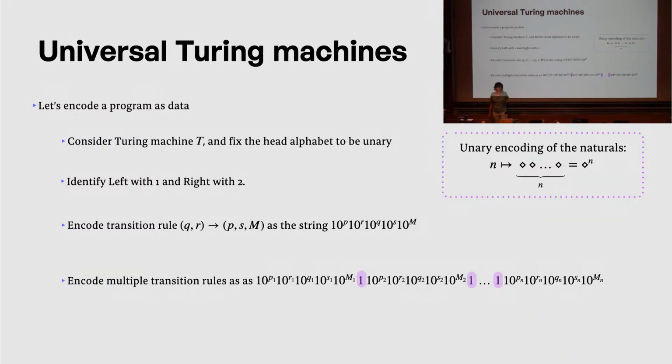And multiple transition rules can be encoded by adding an additional 1 between the first transition rule and the second transition rule. So here I would have encoding for the first one, an extra 1, encoding for the second one, an extra 1, and so on. That's one example. So this string encodes a program, and I will call it d of t, for a description of t.